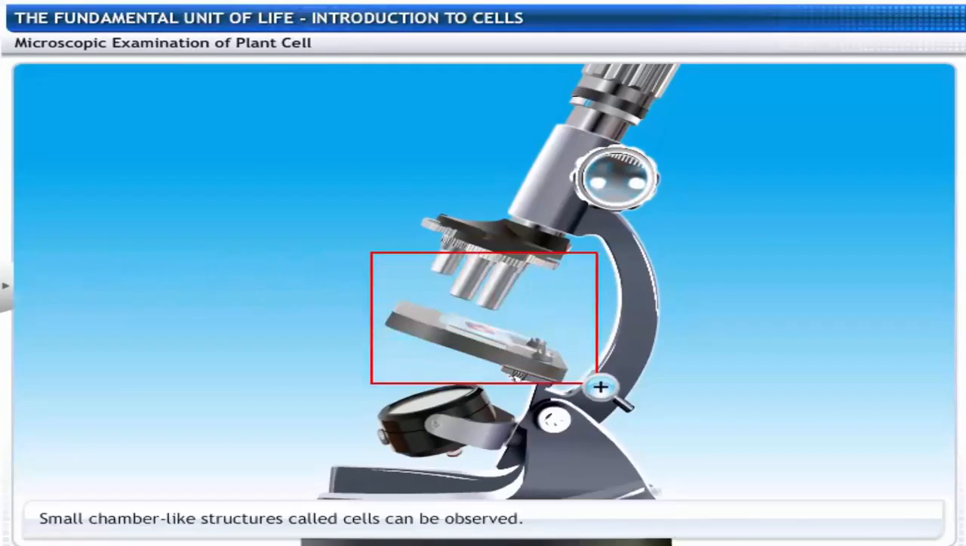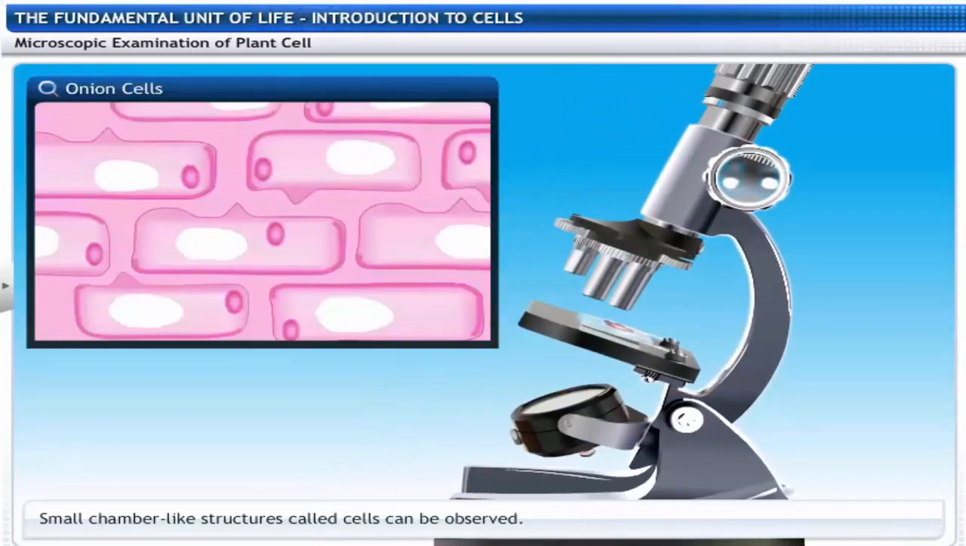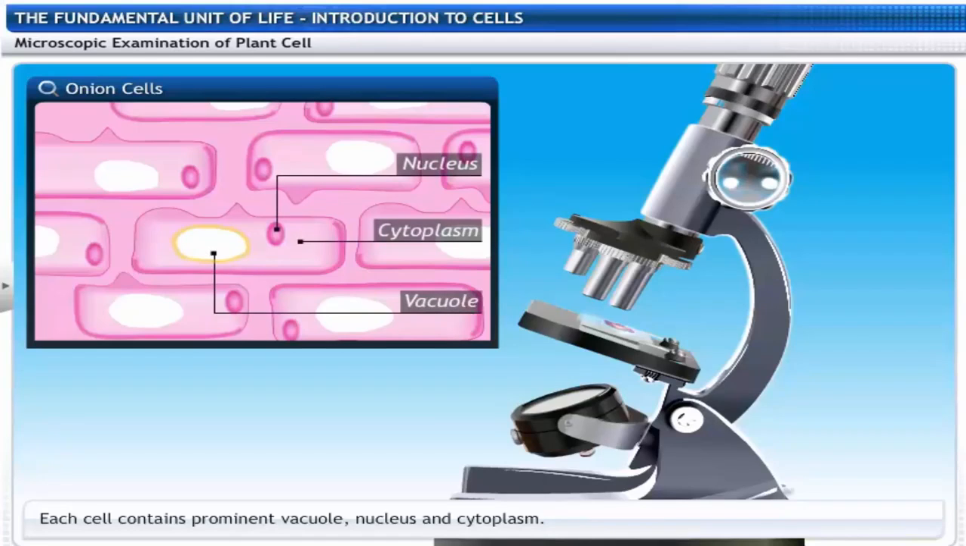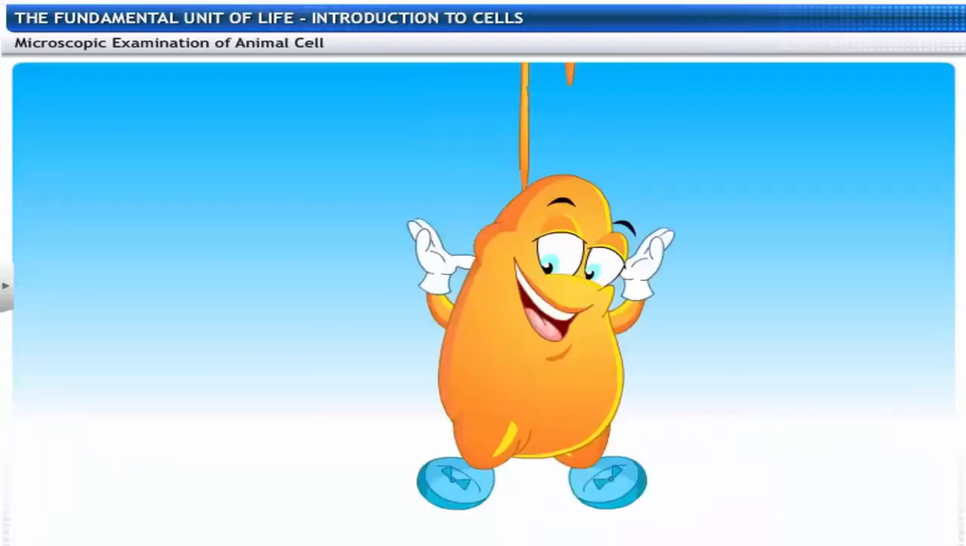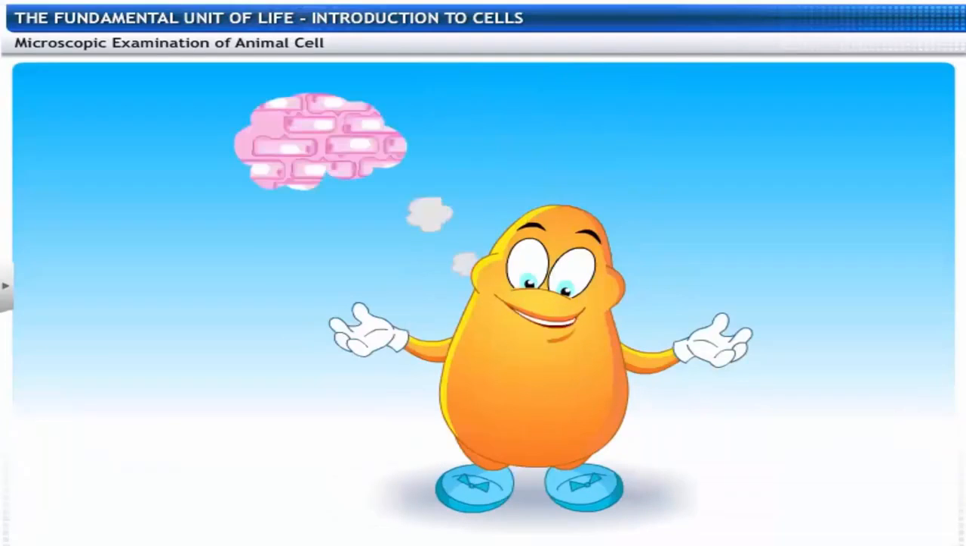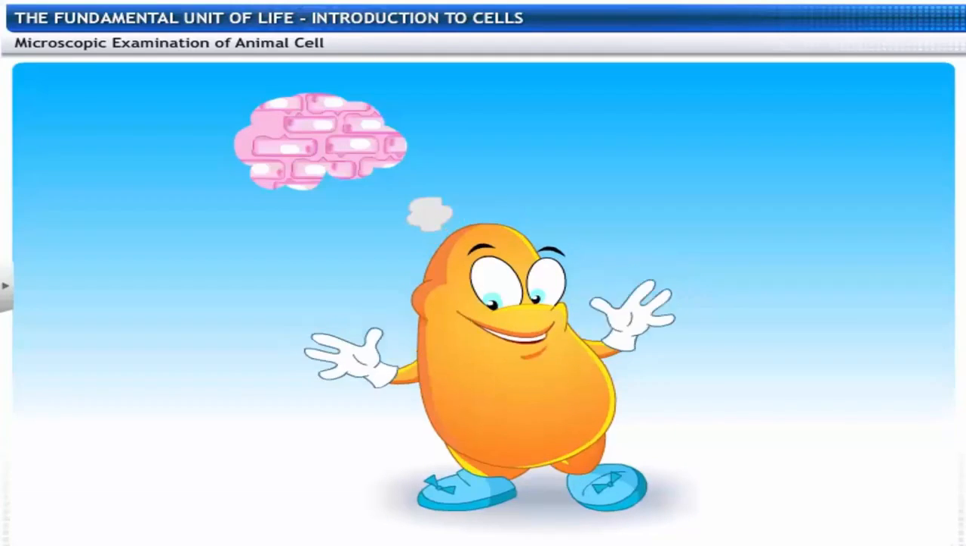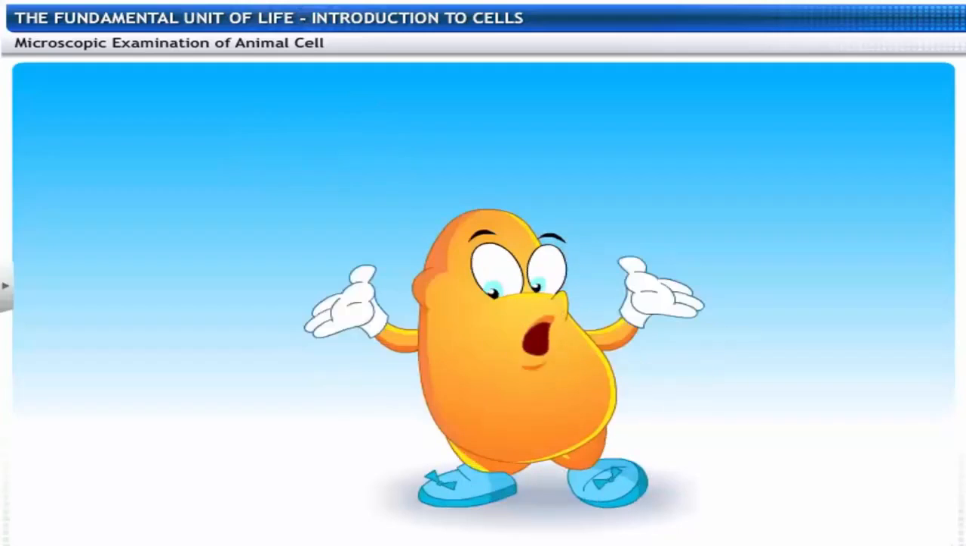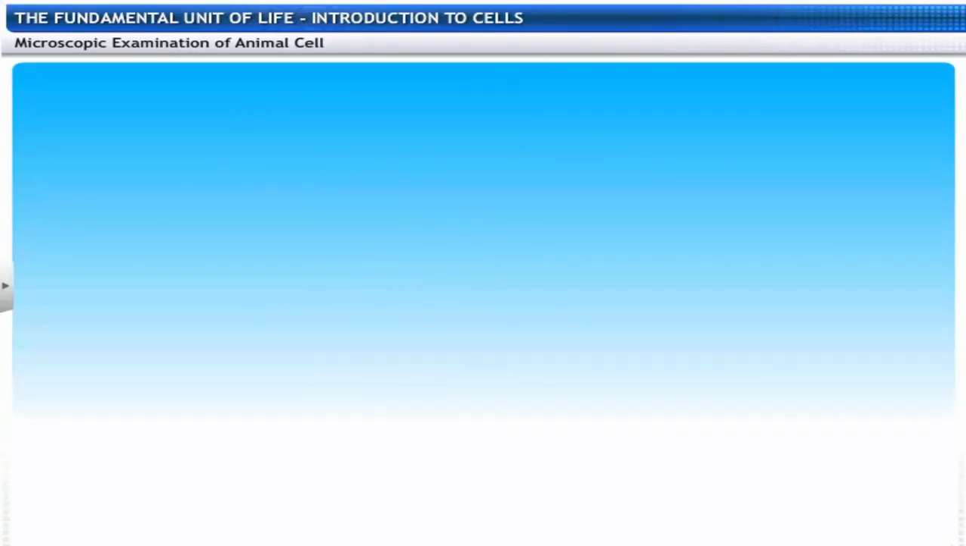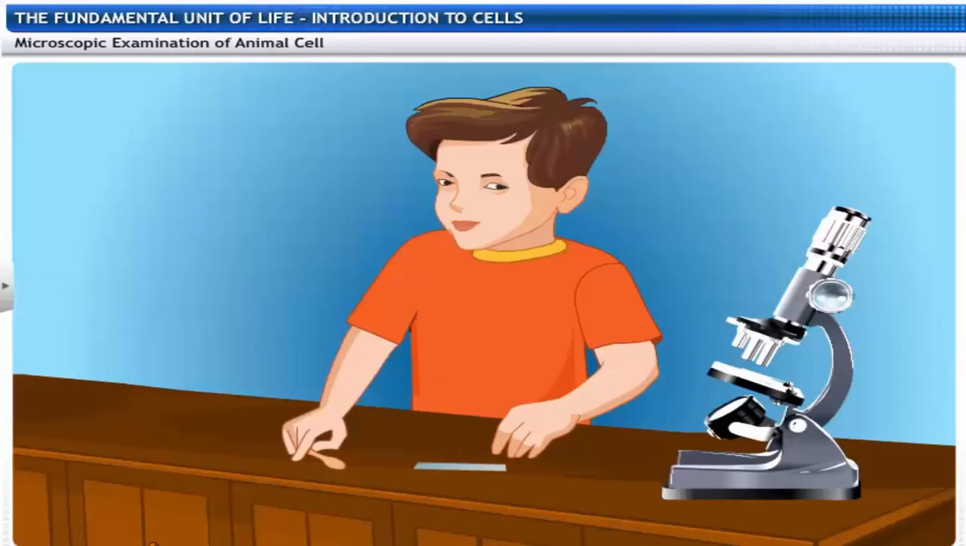Small chamber-like structures called cells can be observed. Each cell contains a prominent vacuole, nucleus, and cytoplasm. That onion cell looked like me, didn't it? But who do we have here? We shall look at an animal cell now.